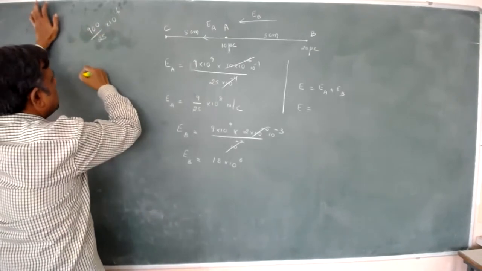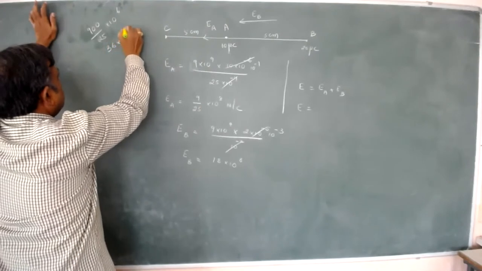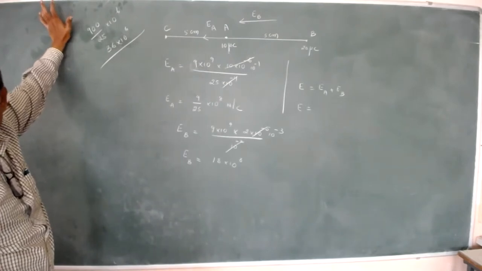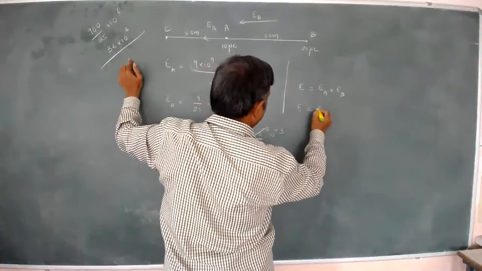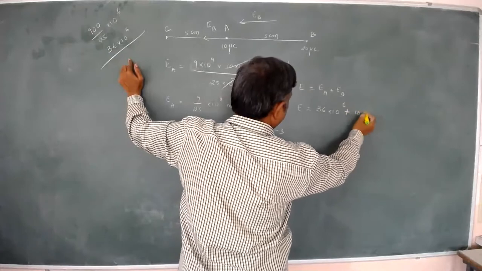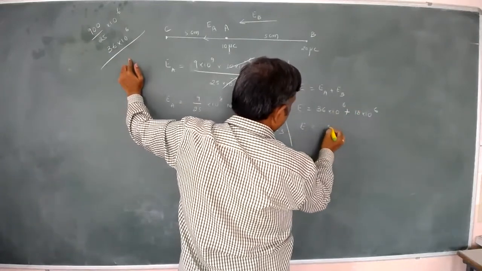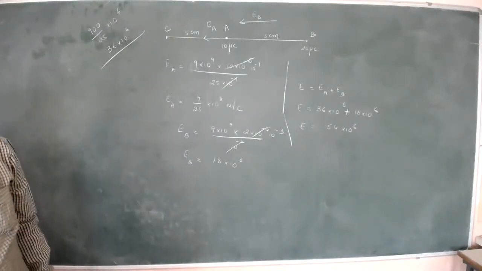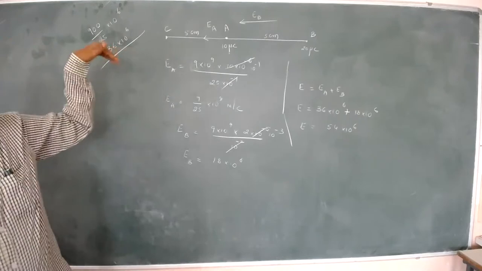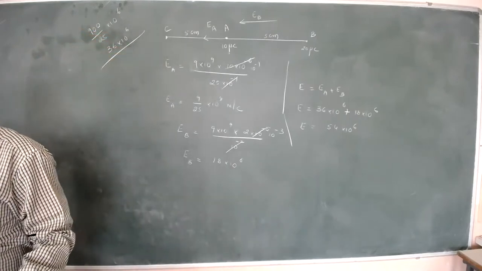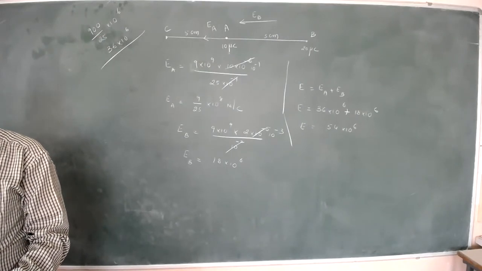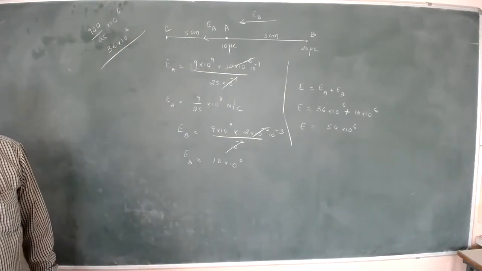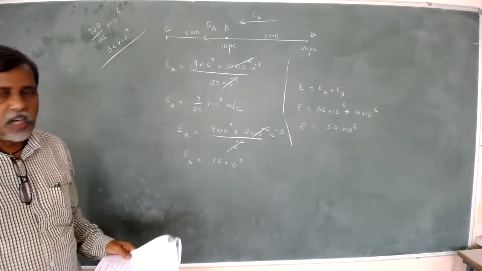So 9 into 100, 25 goes 4 times, 36. 10 power 6. So EA value is modified as 36 into 10 power 6 plus 18 into 10 power 6. So E is equal to 54 into 10 power 6. Ultimately, what is the direction? The resultant electric field is directed away from the 10 microcoulomb. So 54 into 10 power 6 newton per coulomb away from 10 microcoulomb. So option A is correct.